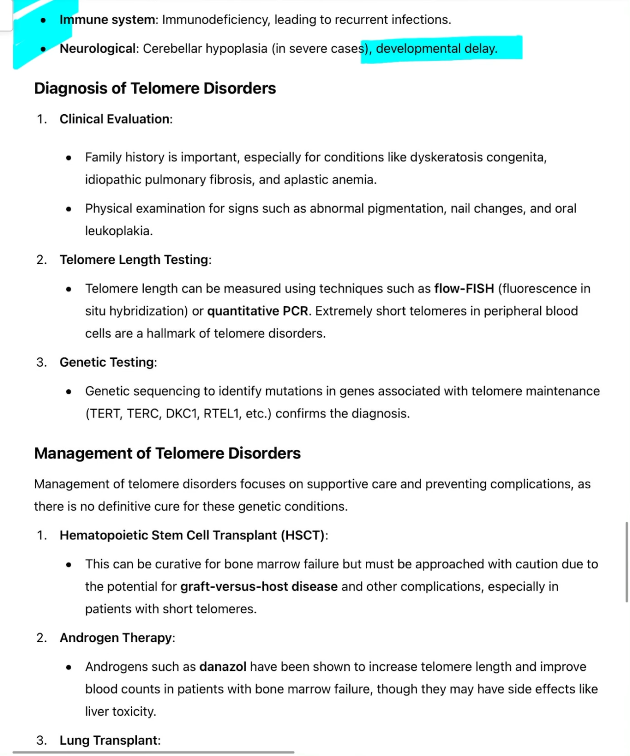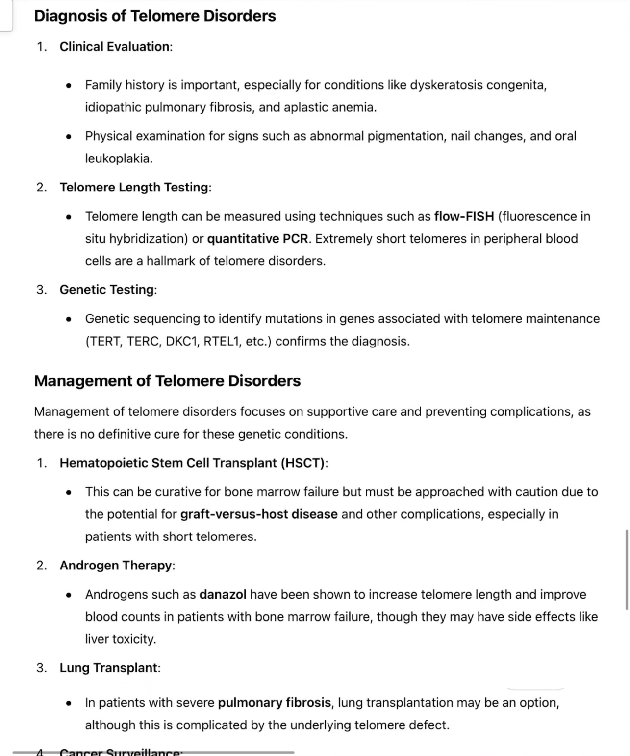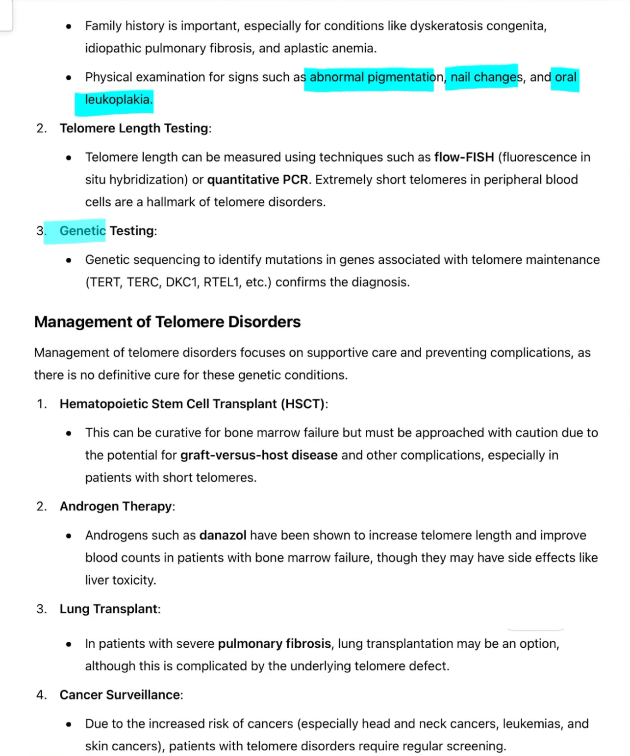Now coming to the diagnosis. Clinical evaluation and family history are very important because there will be significant family history, and there is something called genetic anticipation, meaning in each generation the symptoms will present earlier. This phenomenon is present in this category of disorders. Physical examination will show abnormal pigmentation of the skin, nail changes, and oral leukoplakia. Next is genetic testing. We have to look for the genes I just discussed: TERT, TERC, DKC1, RTEL1, etc.